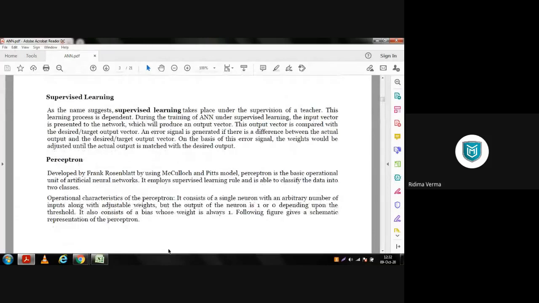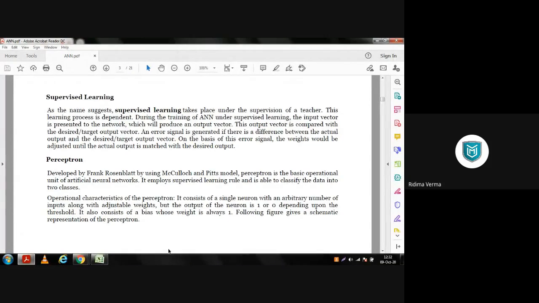So next we'll move on to supervised learning. Now we have discussed this topic. Normally, what is supervised learning? But here we will be discussing supervised learning neural networks. So as the name suggests, supervised learning takes place under the supervision of a teacher. This learning process is dependent.